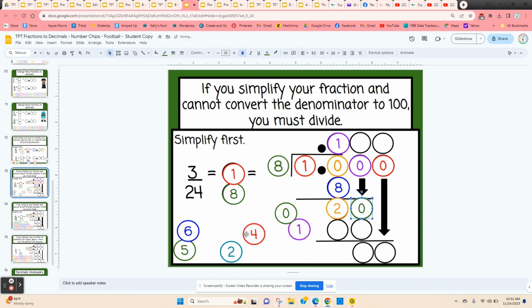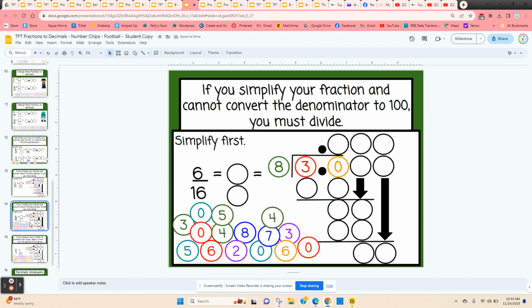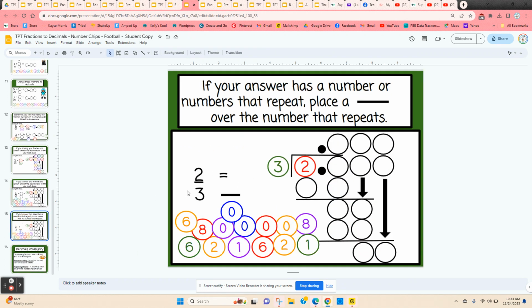8 goes into 20 two times. 2 times 8 is 16. Subtract. They get 4. Bring down a 0. And now 8 will go evenly into 40 five times. So now here they get their decimal answer. Same thing on the next slide. And then the final slide, they've got an example of a repeating decimal answer.